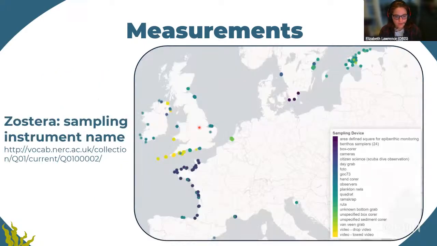And here, what I've done is I'm showing the sampling device. Although sampling device wasn't one of the top 5 measurements, it was a pretty common one. And so what I've done is I'm showing this map of all of the data sets that have used this link here as an identifier specifically for the sampling instrument name. And so you can see there's a variety of different sampling devices used to collect Zostera information in OBIS. It varies from cameras, observers, different types of cores, quadrats, and videos. So that can be pretty interesting.